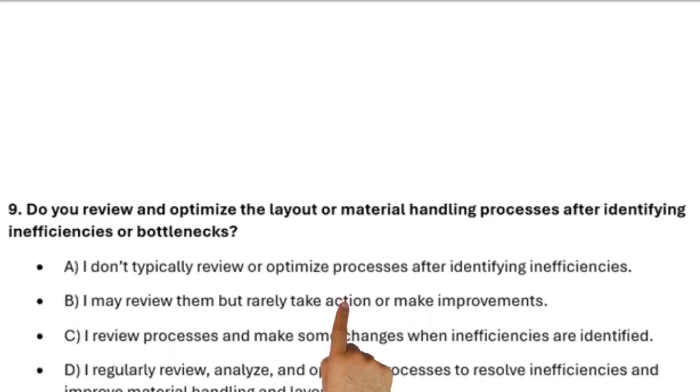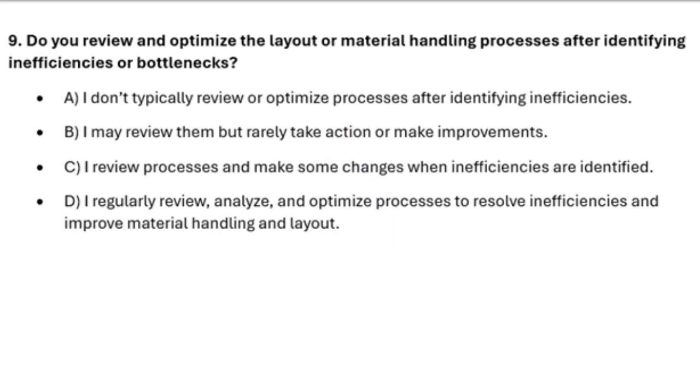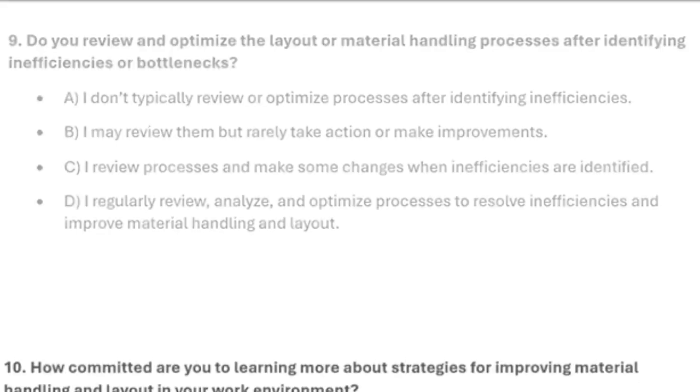9. Do you review and optimize the layout or material handling processes after identifying inefficiencies or bottlenecks? A. I don't typically review or optimize processes after identifying inefficiencies. B. I may review them but rarely take action or make improvements. C. I review processes and make some changes when inefficiencies are identified. D. I regularly review, analyze, and optimize processes to resolve inefficiencies and improve material handling and layout.